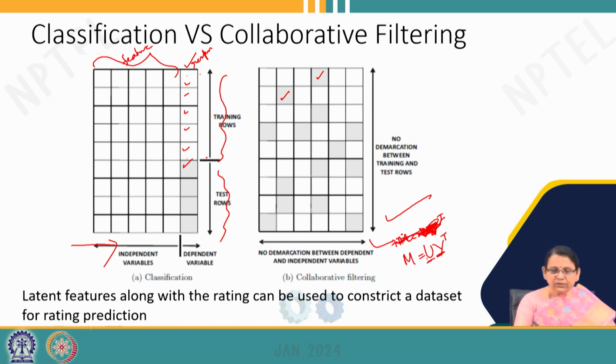So, once we have determined these values of U and V, we can fill up this matrix. Specifically, taking U as the features, we can construct a data set with user 1, user 2 up to user M, latent feature 1, latent feature 2, and then the rating.